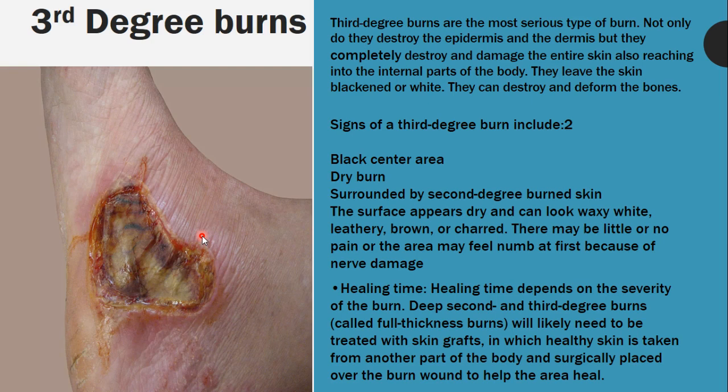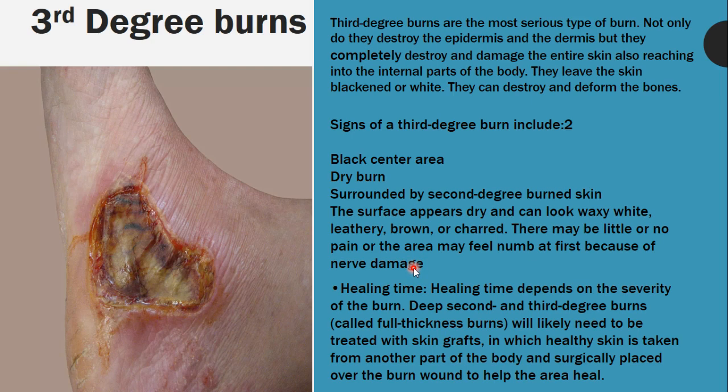It can damage you a lot. It goes into the internal organs. It goes through those three layers, the dermis, epidermis, to the fat layer and beyond. Eye signs: black center area, dry burn, surrounded by second degree burnt skin. The surface appears dry and can look waxy white, leathery, brown, or charred. There may be little or no pain, or the area may feel numb at first because of nerve damage.